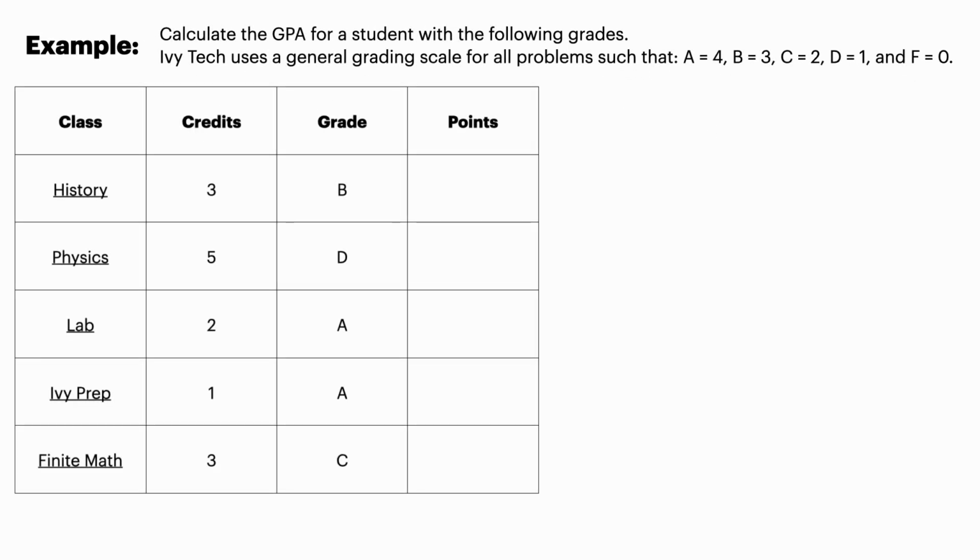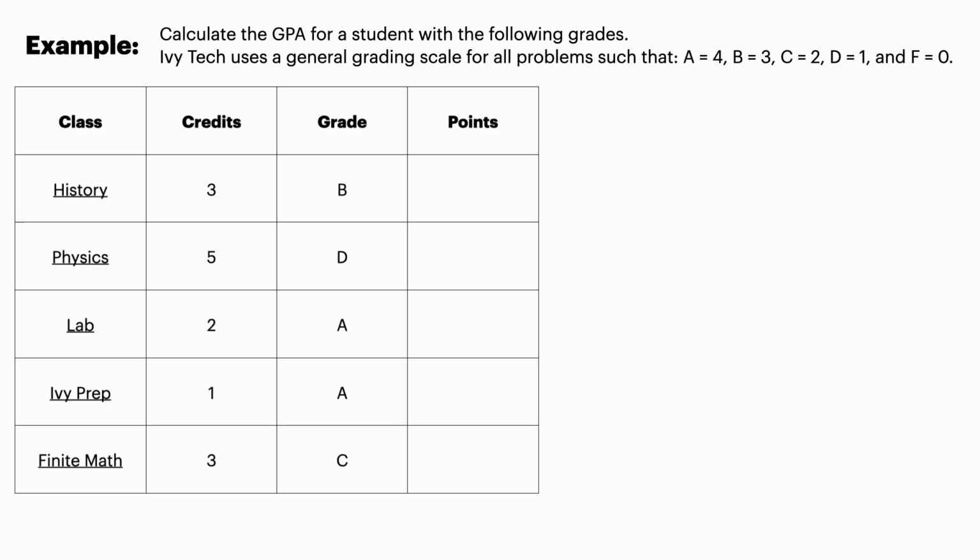All right, let's look at GPA. The trouble with GPA is that you have to convert the grades into numbers, so you have to be careful with that. A B is worth 3, a D is worth 1, an A is worth 4, and a C is worth 2.